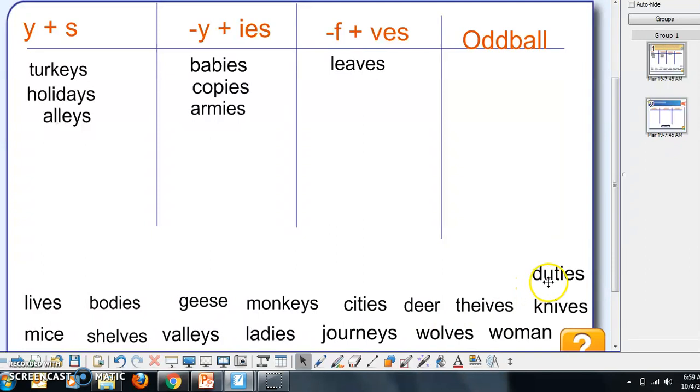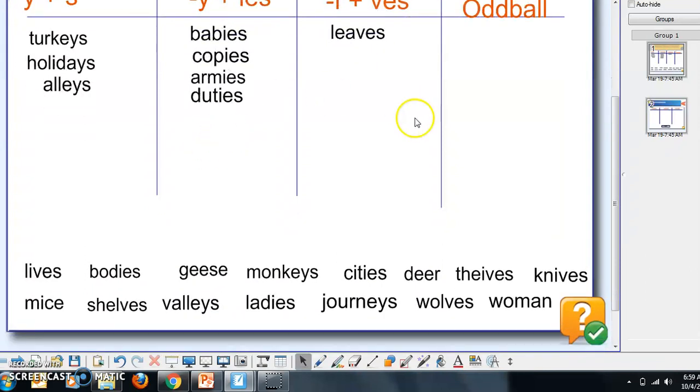The next word is duties. What would I need to do to make the word duty plural? You got it. I would need to subtract the Y and add IES. Let's see the words that are in this column. We have babies, copies, armies, duties. Does it look great? I agree. Let's keep sorting.